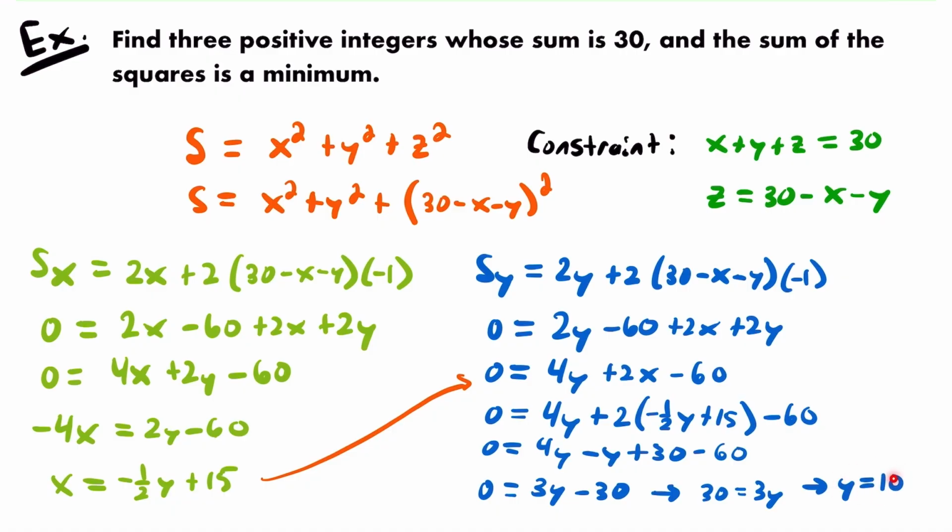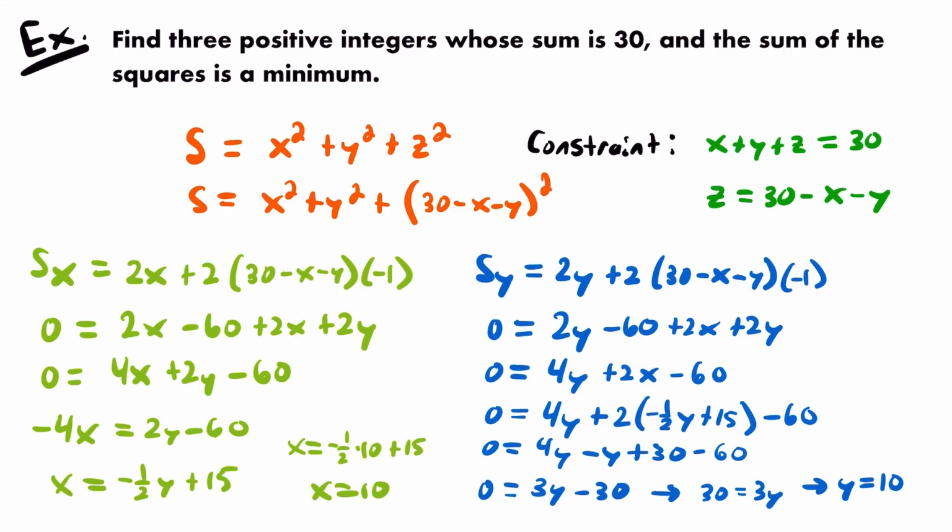All right, so we have the y value. Now we need to find the corresponding x value by plugging this back into what x was equal to. So if y is 10, then here's what we'll get for x. X will be equal to negative 1/2 times 10 plus 15. Negative 1/2 times 10 is negative 5, and negative 5 plus 15 is 10. So we find that x is equal to 10 as well. And so now we have two of the three positive integers whose sum will be 30, and the sum of their squares will be a minimum.